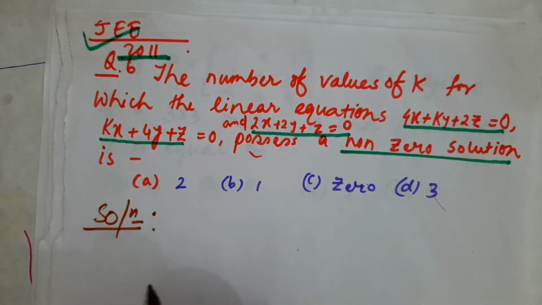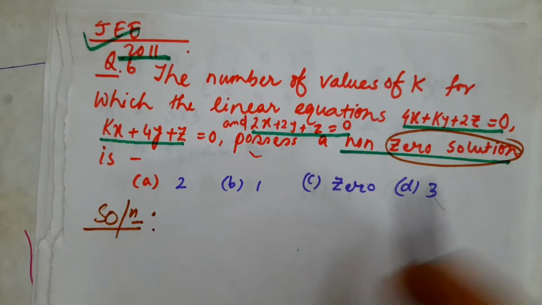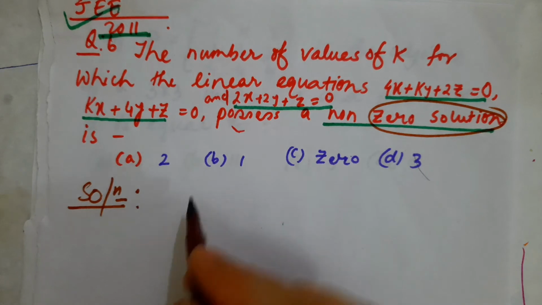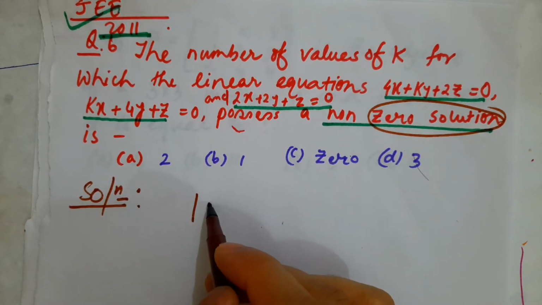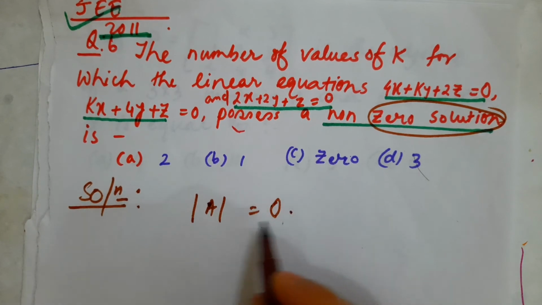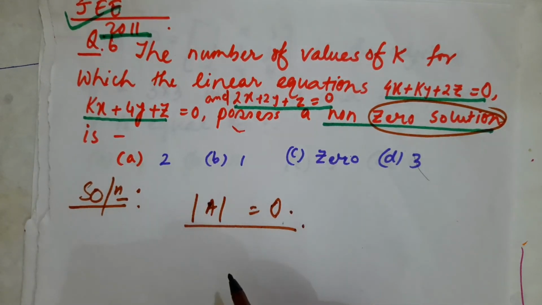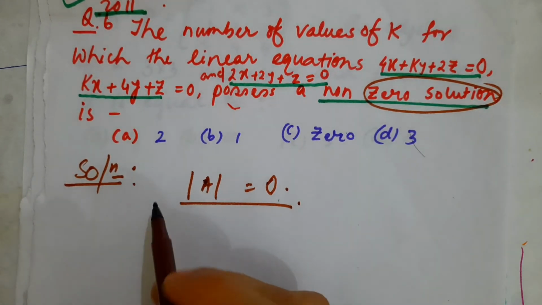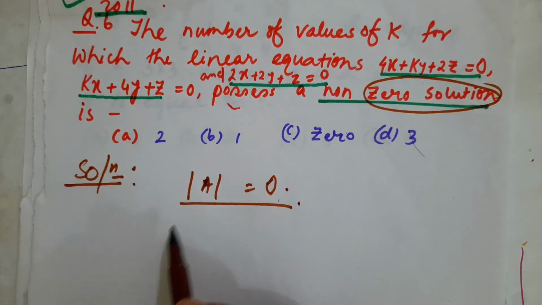What was the condition for a non-zero solution? The condition for a non-zero solution is that the determinant of A should be equal to 0. Now you have to find the determinant of A.